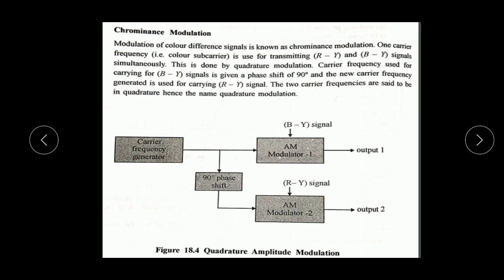The B minus Y and R minus Y signals generate the colors, but the Y signal is the luminance signal and supports the monochrome TV receiver.